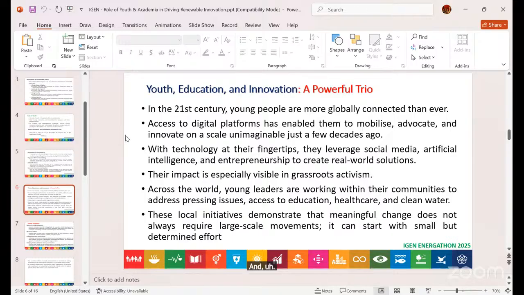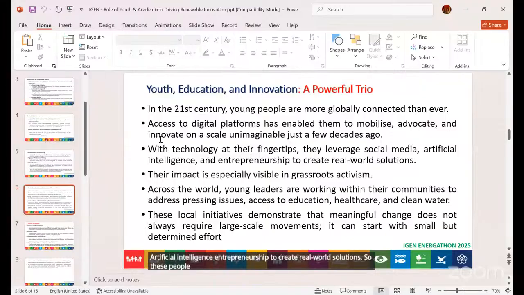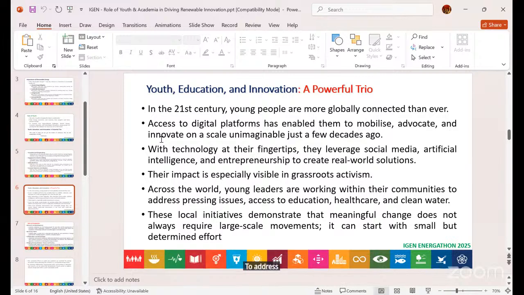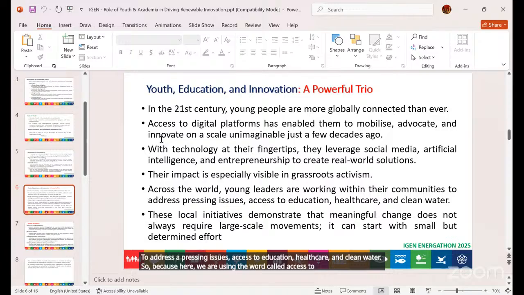And with technology at their fingertips, they leverage social media, artificial intelligence, and entrepreneurship to create real world solutions. So the youth can do that. Not only that, across the world, young leaders are working within their communities to address pressing issues: access to education, healthcare, and clean water. Here we are using the phrase access to education. The motto of this IGEN, as I have seen, is in different aspects like marathon, walkathon, ideathon, hackathon, and energathon.